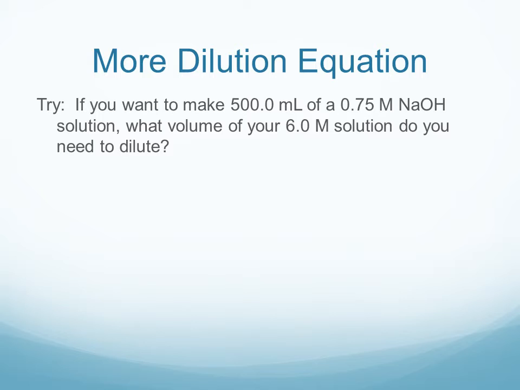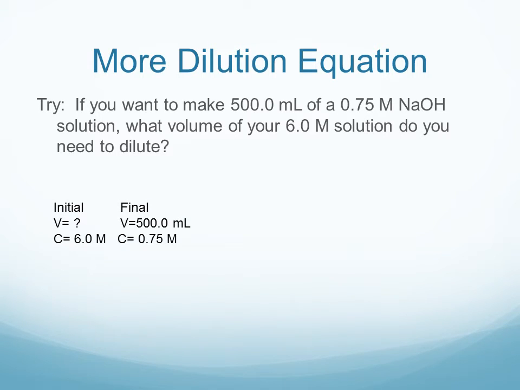Here's another problem that you can use the dilution equation on. So in this case, you want to make a solution of 500 milliliters of a 0.75 molar sodium hydroxide solution. And you have a more concentrated solution, 6 molar solution, and you need to dilute it. And so you want to know how much of your 6 molar solution you're going to need to add water to dilute it to 500 milliliters.